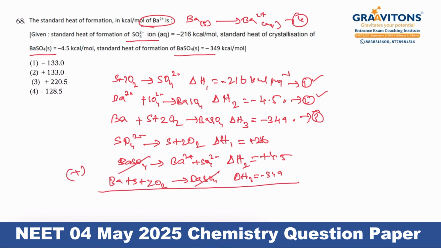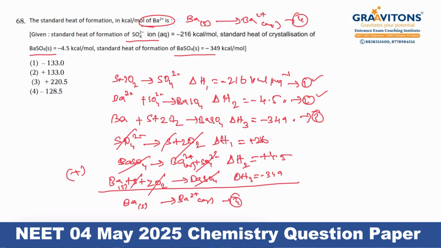When you add all the three, SO4 2 minus and SO4 2 minus get cancelled, sulfur, oxygen. So what is left here? Ba solid gets converted to Ba2 plus aqueous. Here aqueous. Okay, how do I get this fourth equation here?